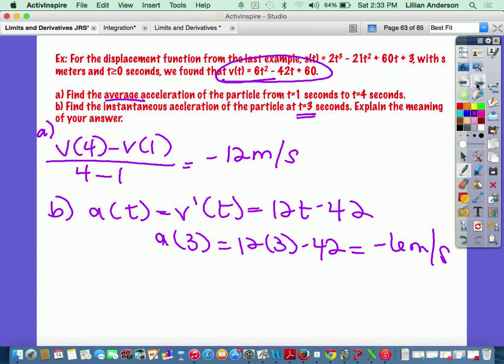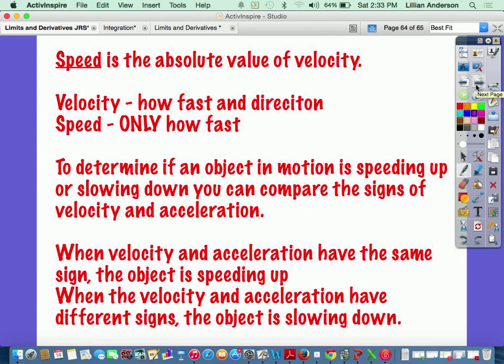Why? Because velocity and speed are very different. Speed is the absolute value of velocity. Velocity tells you how fast and in what direction, whereas speed only tells you how fast a particular particle is moving. So to determine if the object is speeding up or slowing down, you compare the signs of velocity and acceleration. When velocity and acceleration have the same sign, the object in motion is speeding up. When velocity and acceleration have different signs, the object is slowing down.